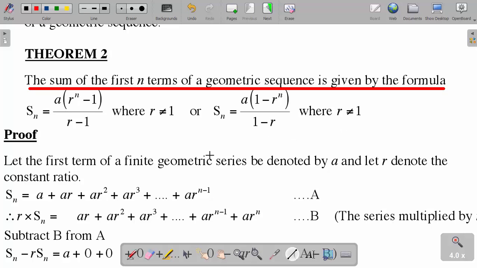Now this is our proof here. Let the first term of a finite geometric series be denoted by A. So this is our first term, which is A. And then let r denote the constant ratio, or called the common ratio. And then it means that our sum of the first n terms is going to be given by this one here.